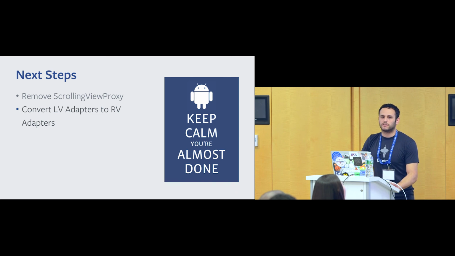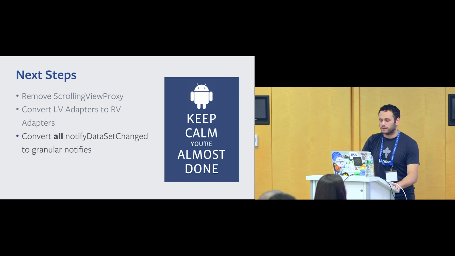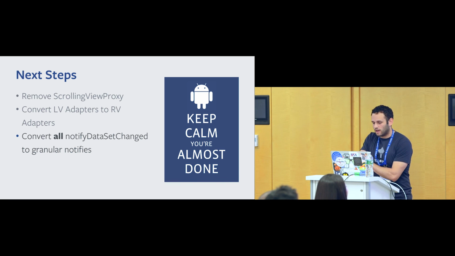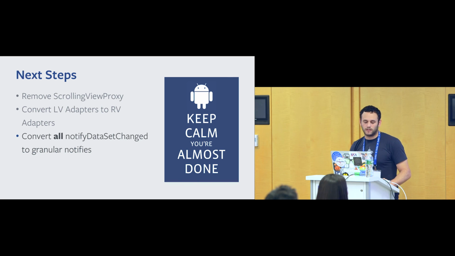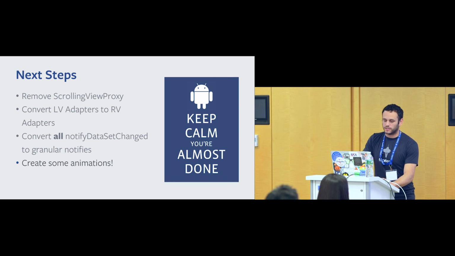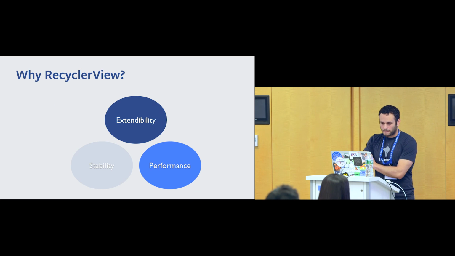And now it's time to convert the ListView adapters to RecyclerView adapters. The reason for doing this is to get the benefits of the Granular Notifies. But also you need to get rid of all the notifyDataSetChanged calls in order to get those benefits as well. And I recommend throwing a runtime exception if anyone tries to add a new notifyDataSetChanged call. And then finally, once you're using the Granular Notifies, you can create some interesting animations for your list.